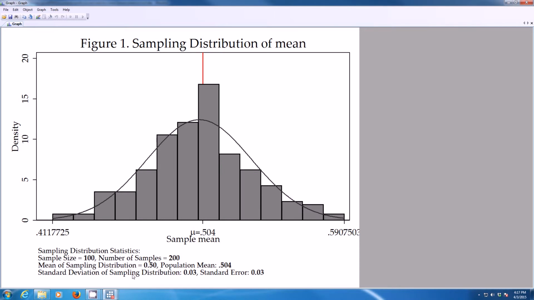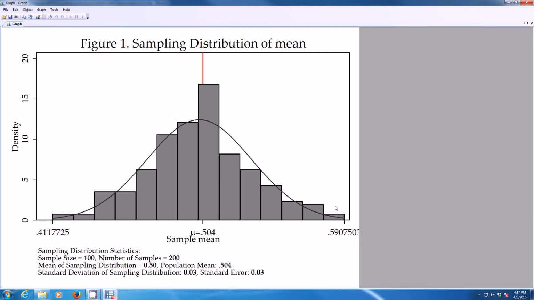Now, notice also that I've taken the mean of the sampling distribution. That is, I've taken the mean of all 200 sample means. And I got a value of about 0.50. Notice that's equivalent to the true population mean, or very close to it, which again was equal to 0.504.